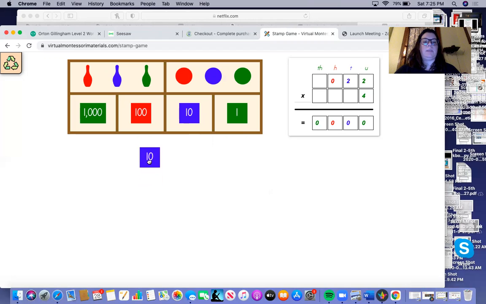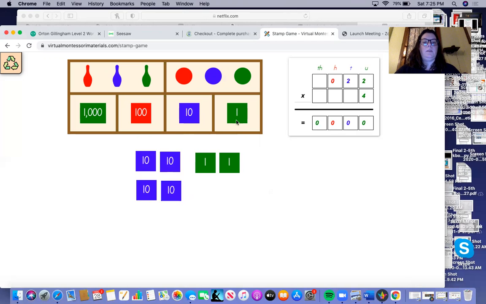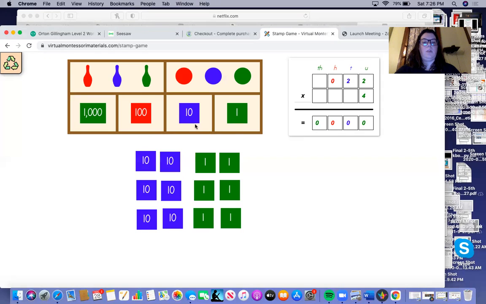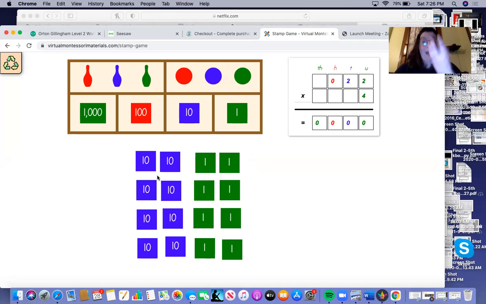And I can use my stamp game. So I have 22. There's 1 group of 22. Here's 2 groups of 22. 3 groups of 22. And 4 groups of 22. So essentially, we're taking these 4 groups of 22 and we're adding them together.